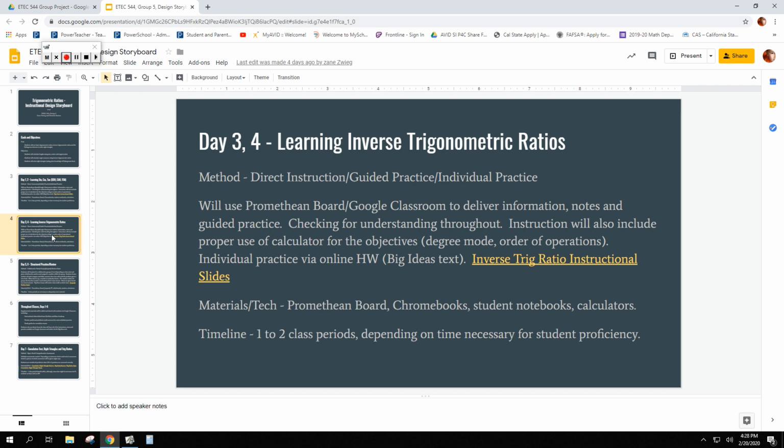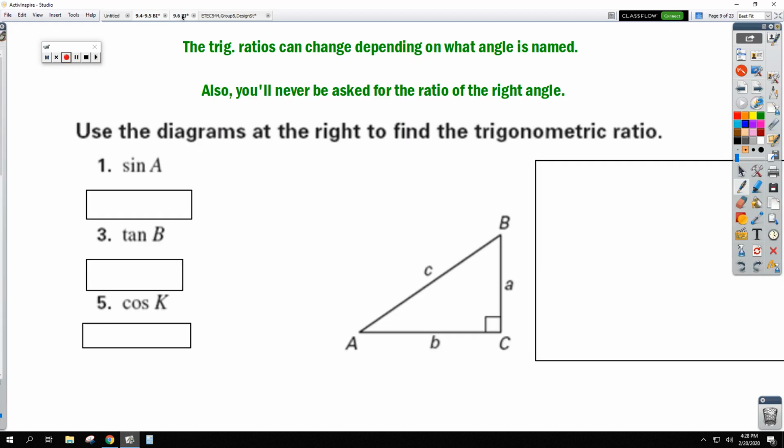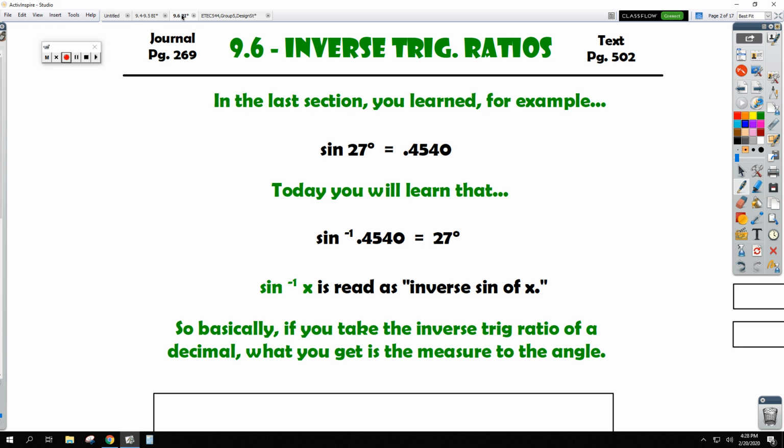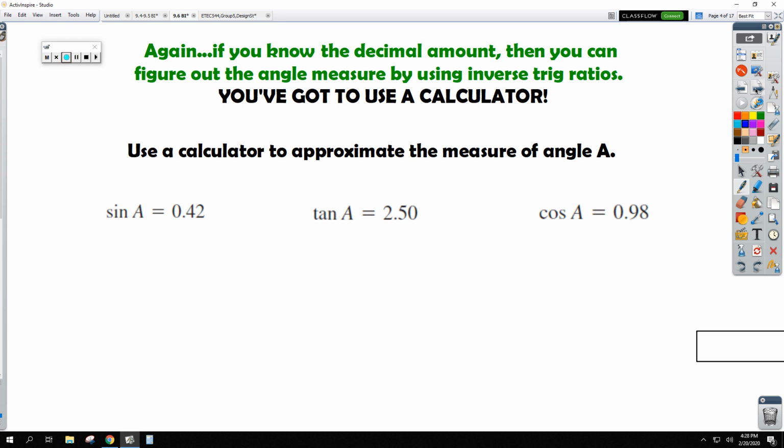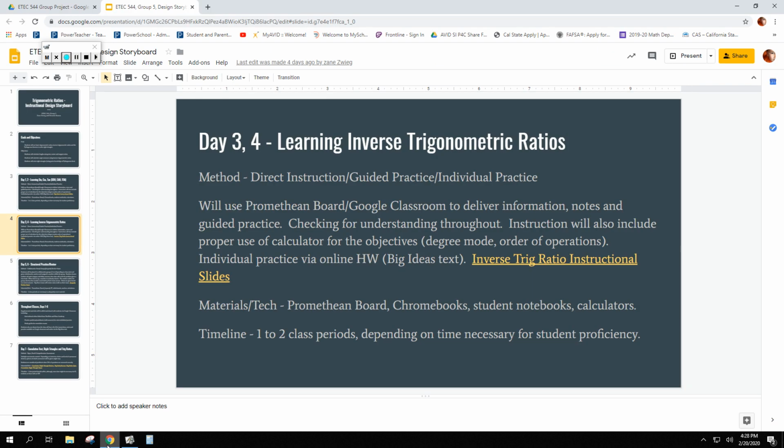For the next 2 days, 3 and 4, learning the inverse trig ratios, much of the same, using direct instruction, guided practice, and individual practice to deliver the material. Also, again, using the Promethean board and Google Classroom, as well as the Chromebooks and notebooks to deliver. The other instructional slide on inverse trig ratios, same idea there. We'll just run through the notes with them, annotating as we go. Another 1 to 2 days necessary for learning inverse trig ratios.